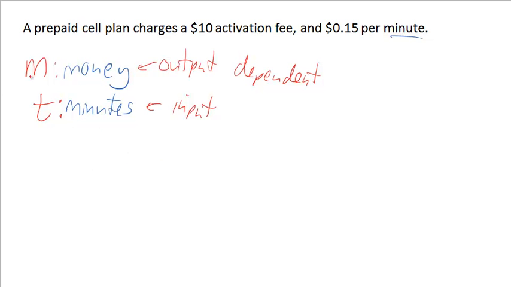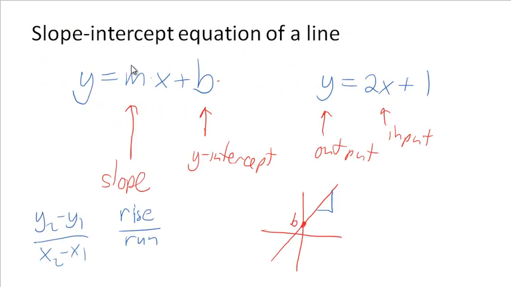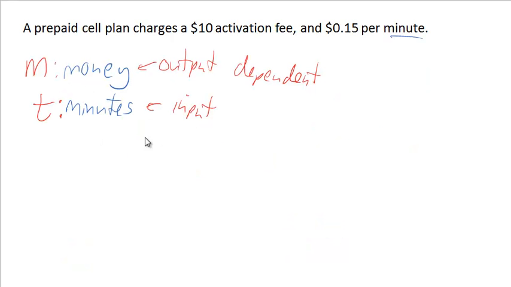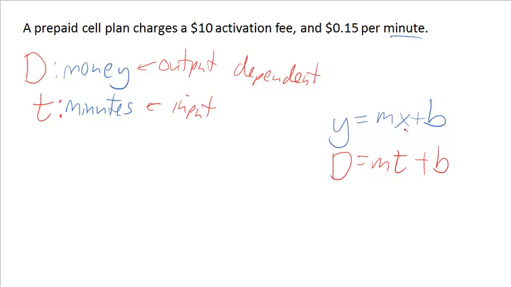So if we think back to my slope-intercept equation here, y equals mx plus b, notice I don't have a y. Oh, actually, I'm going to change my m here so that we don't get confused. I'm going to call this d for dollars. We don't have a y and an x here. So instead of writing y equals mx plus b, I'm going to write d equals mt plus b, because instead of x I'm using t for my input, and instead of y I'm using d. Now if you really don't like this idea, just go ahead and use x for the minutes and y for the money, and everything will work out just fine.